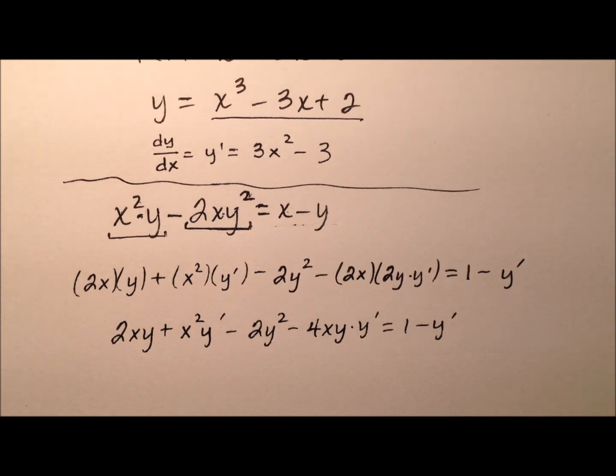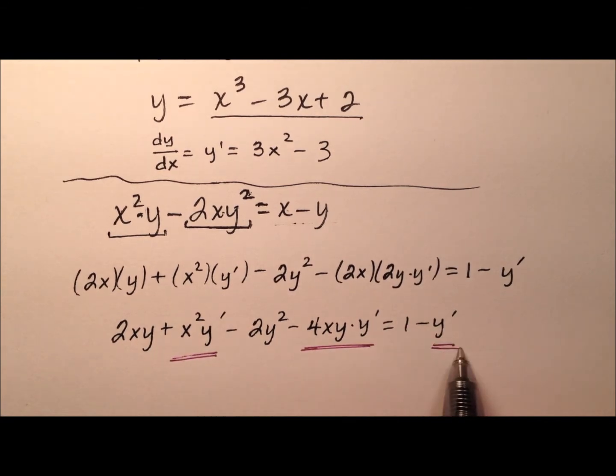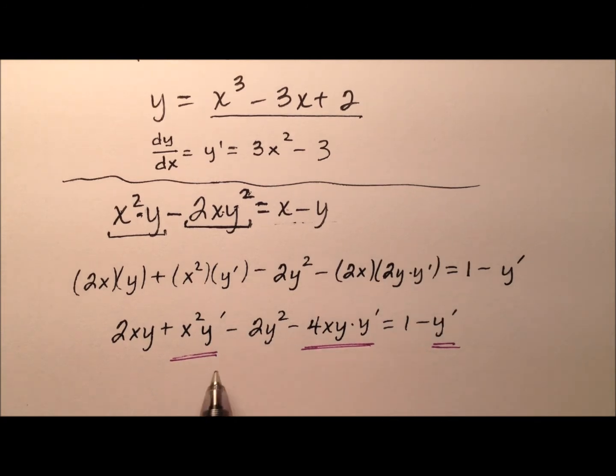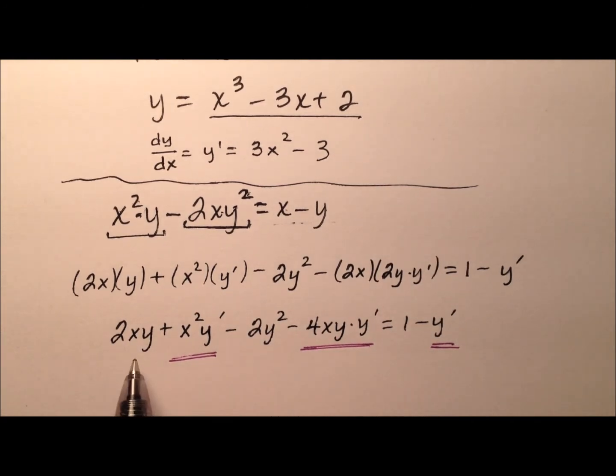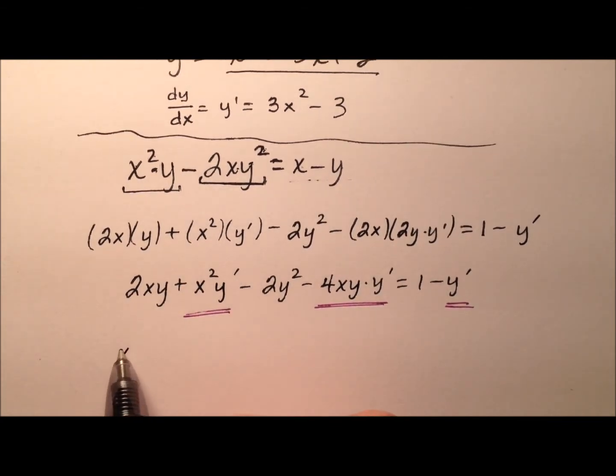Okay, so let's first identify all these terms that have a y prime with them. Okay, right there. Those are the terms that we need to get on one side of the equation by themselves, and then we need to balance all those other terms on the opposite side. Typically, the y primes will always go on the left, and then we'll kind of kick everything else to the right. So let's go ahead and do that.